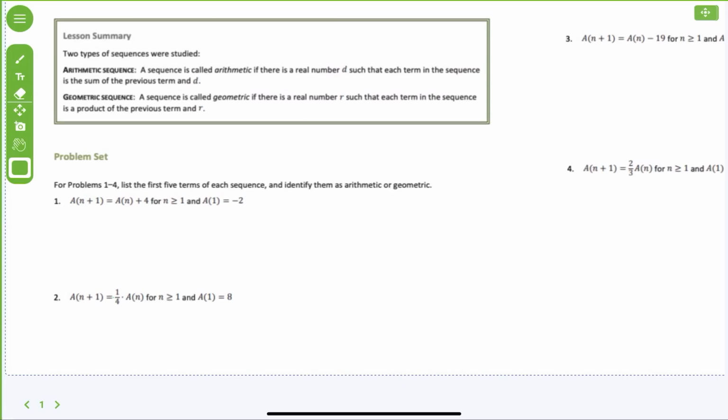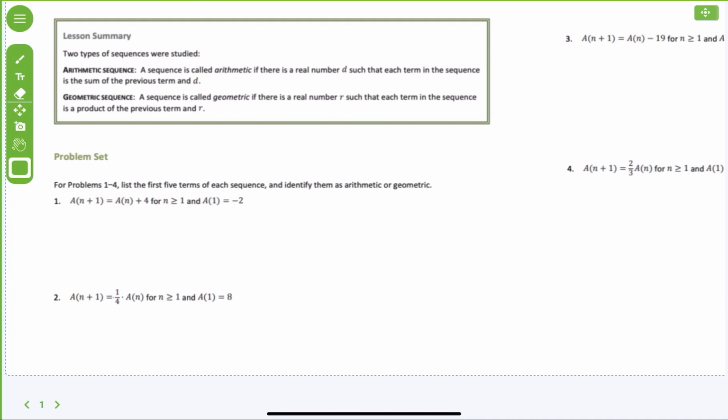This is your problem set for Module 3, Lesson 3. The lesson summary says there's two types of sequences that we've studied. Arithmetic sequence: a sequence is called arithmetic if there is a real number, d, such that each term in the sequence is the sum of the previous term and d. It's the difference between the two terms.